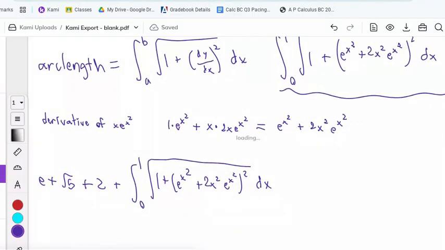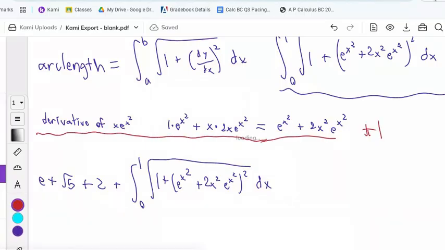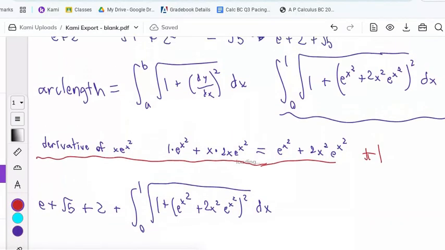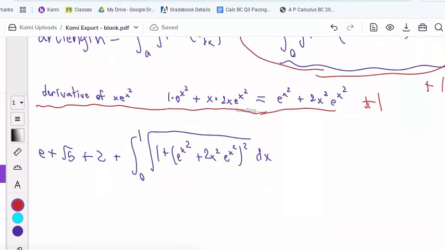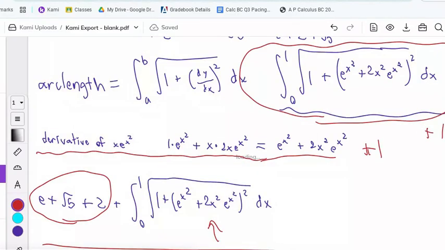To start off, you can get 1 point for taking the derivative correctly. Next, you can get 1 point for writing the correct integral. And then finally, you can get 1 point for the correct answer. So most of the points you will get for this question come from the integral. That is about it for the scoring of this question.